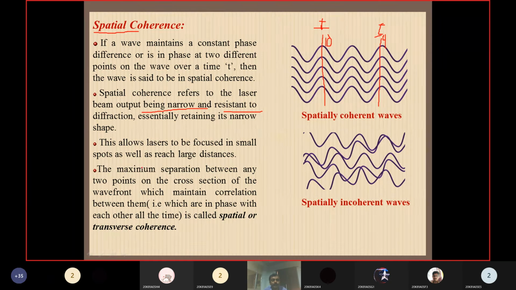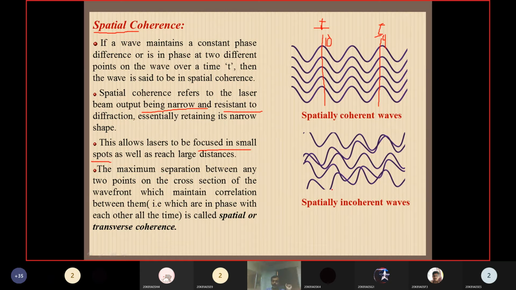Next point, this allows the laser to be focused to small spots, as well as reach large distances. Because of this spatial coherence, the laser becomes very narrow, so it will focus on small spots.